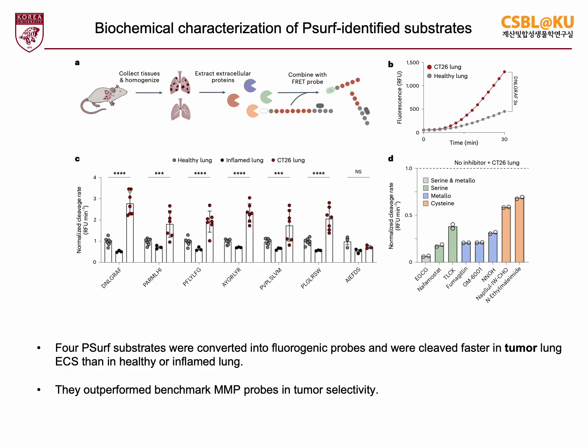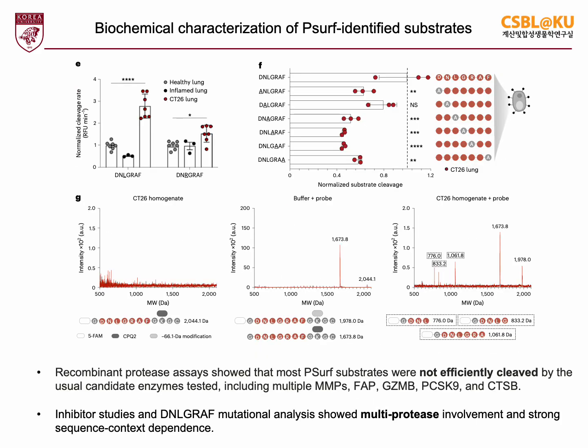Here, the authors biochemically validated the PSEF hits using fluorogenic probes. All 4 probes showed faster cleavage in tumor lung samples than in healthy or inflamed controls, and they performed better than standard MMP-responsive probes. Interestingly, most of these substrates were not well cleaved by the common recombinant proteases typically used in probe design, which suggests that PSEF identified the substrates responding to more complex tissue-level protease networks.